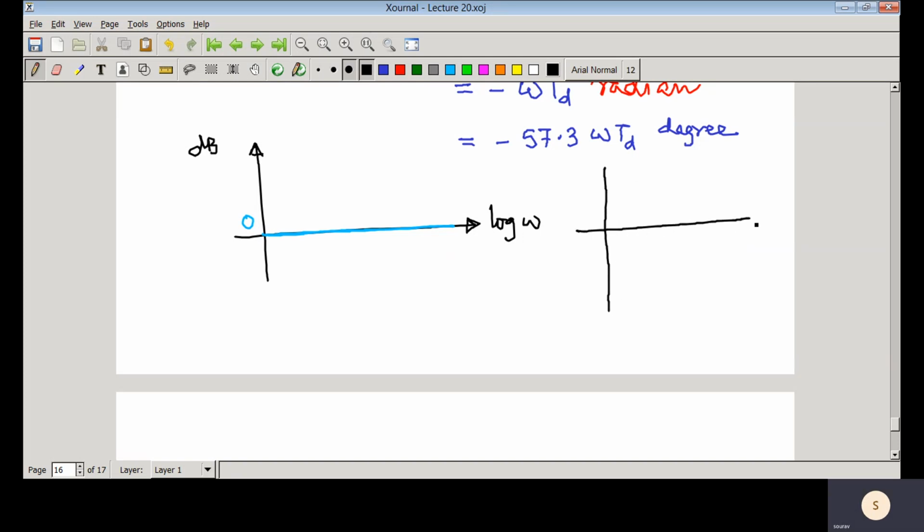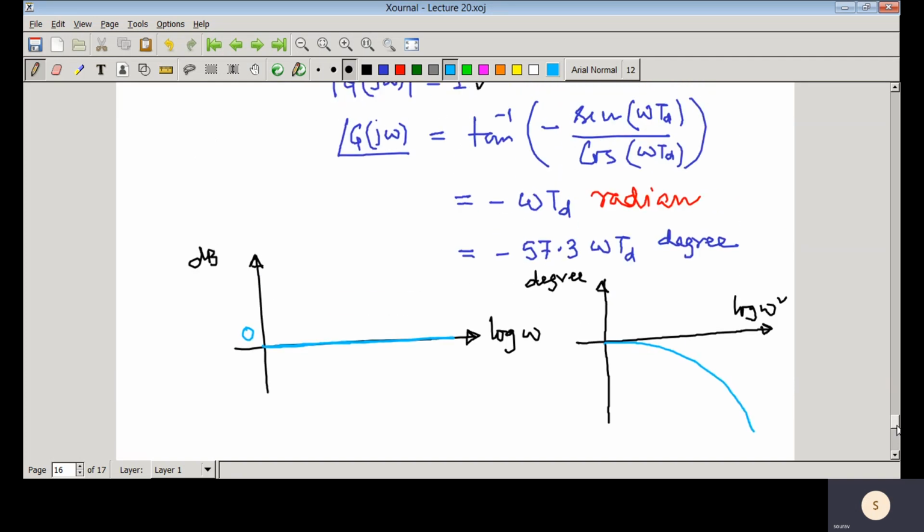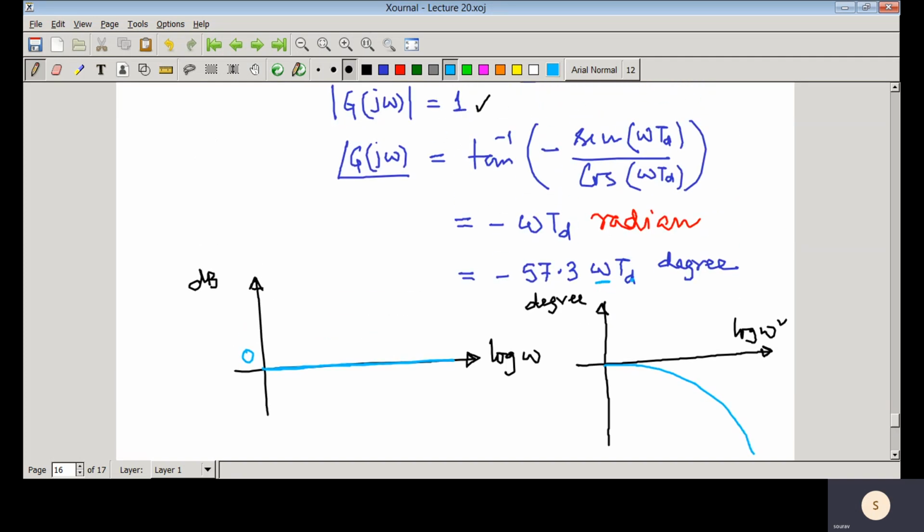And what would be the phase plot here? You can see here, this is the log omega scale, and this is in degree. So that is minus 57.3 omega Td, and it is in log scale. So basically your plot would be like this. You can see that whenever omega is increasing, with high frequency, there is always a phase lag.